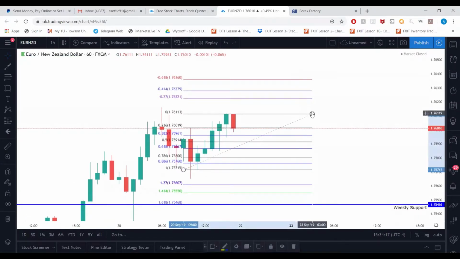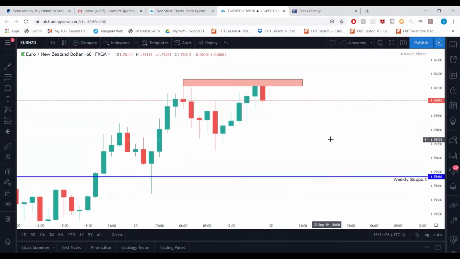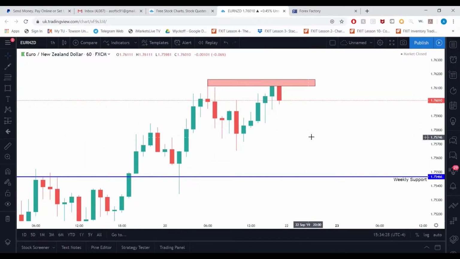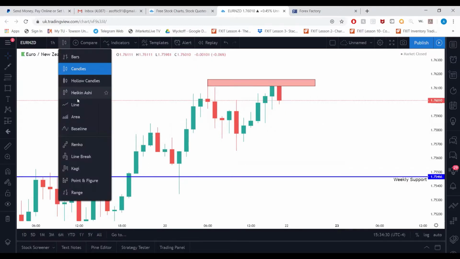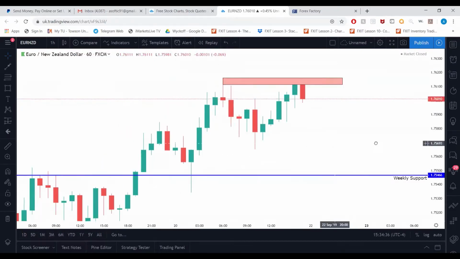So we do have this zone hold. There's a strong wick rejection there. We do have a double top as well to make a case, but it's not looking as pretty as Euro AUD.